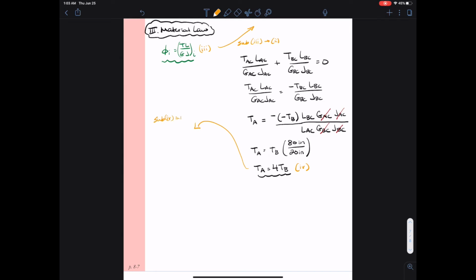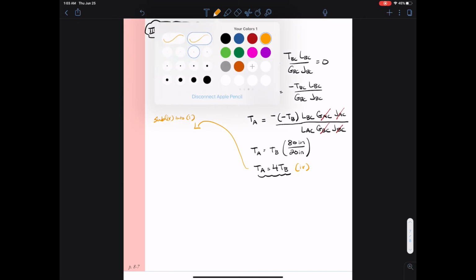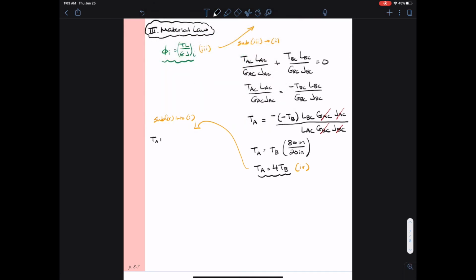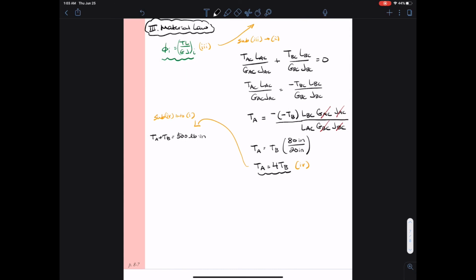We also have the relationship from equation 1. So we have 2 equations, 2 unknowns. We can now solve this problem. And so we have TA plus TB had to be equal to 500 pound-inches. We substitute equation 4. Equation 4 says that 4 TB plus TB has to equal 500 pound-inches. And so we get 5 TB equals 500 pound-inches, or TB equals 100 pound-inches, and TA equals 4 times that, which is 400 pound-inches.